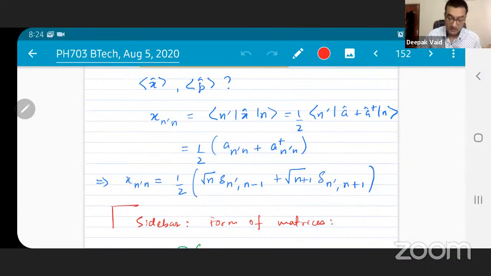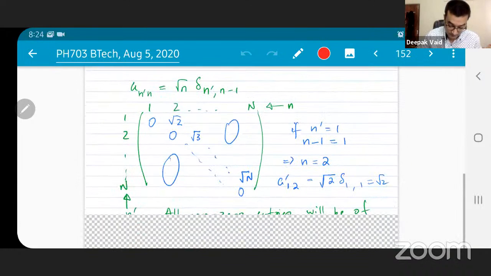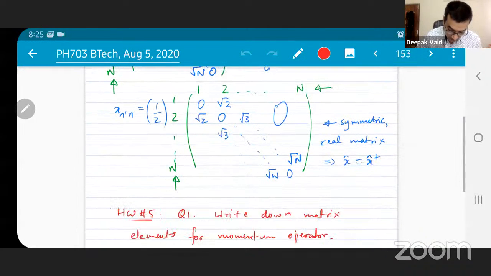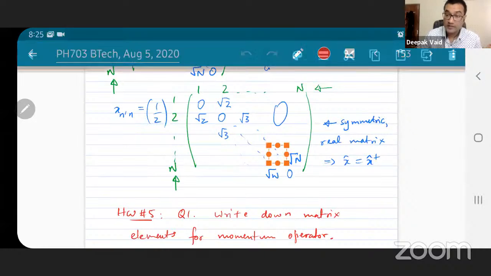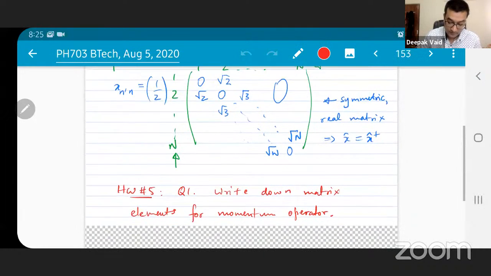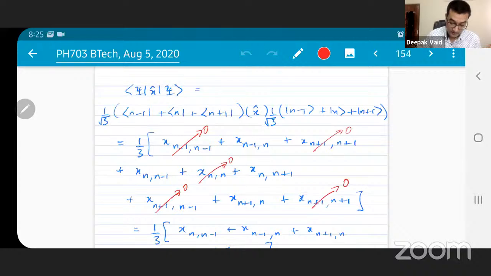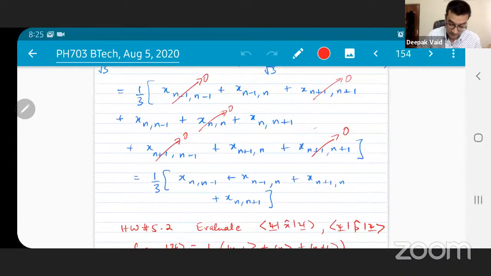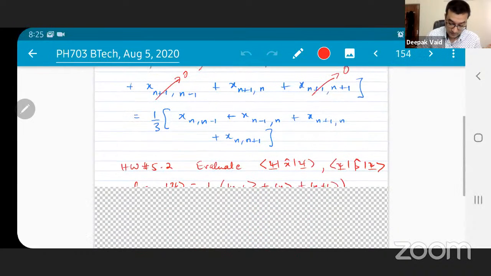So if you are basically looking at the diagonal elements, they are going to be 0. So if I write that down, all the elements of this form are 0.